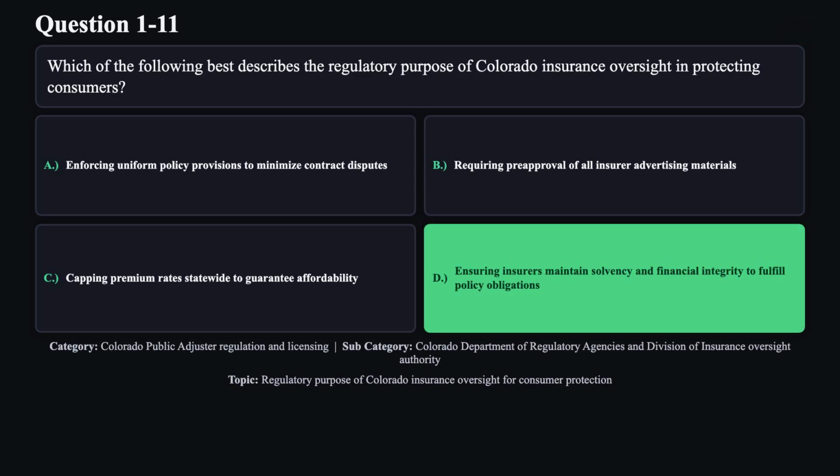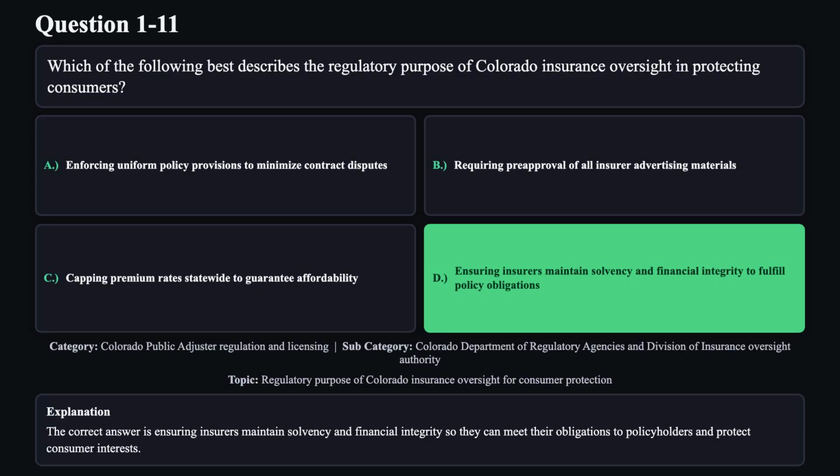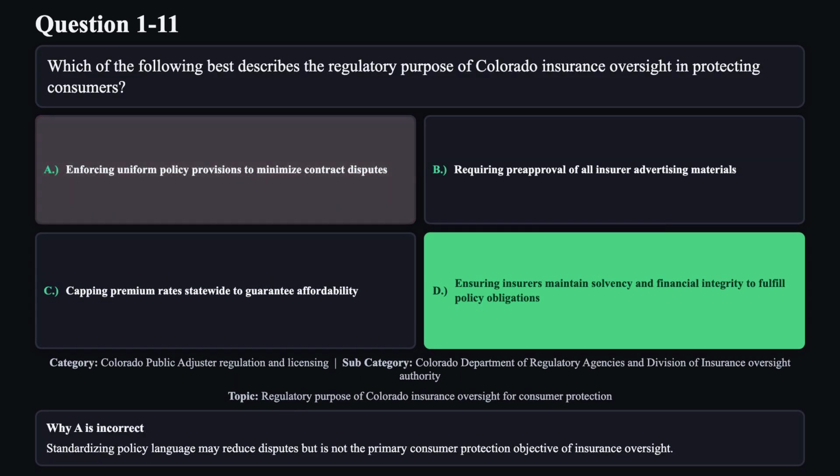The correct answer is D. The correct answer is ensuring insurers maintain solvency and financial integrity so they can meet their obligations to policyholders and protect consumer interests. Reason A is not correct. Standardizing policy language may reduce disputes, but is not the primary consumer protection objective of insurance oversight.